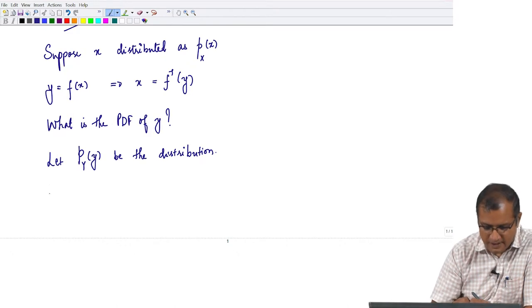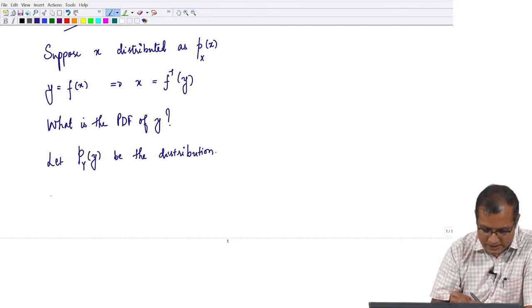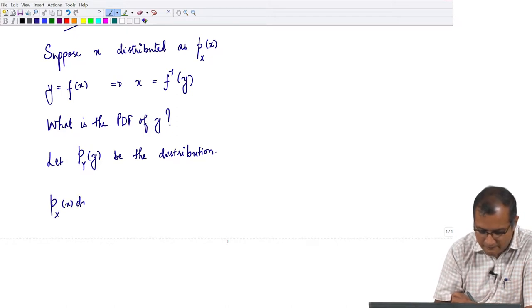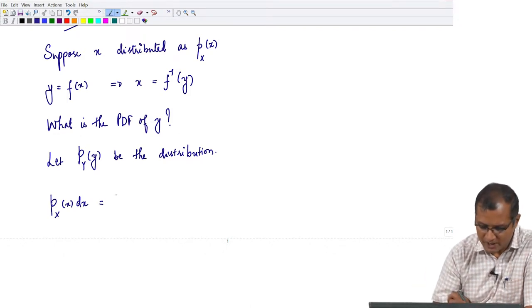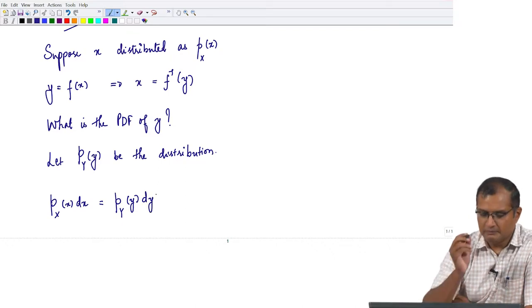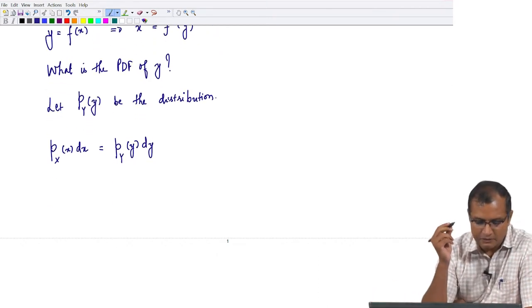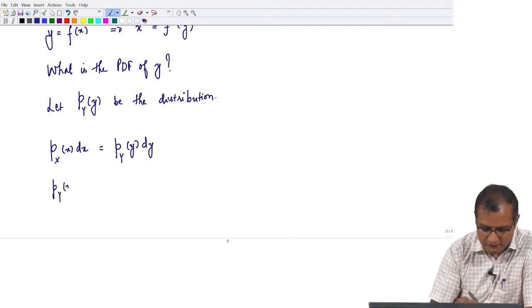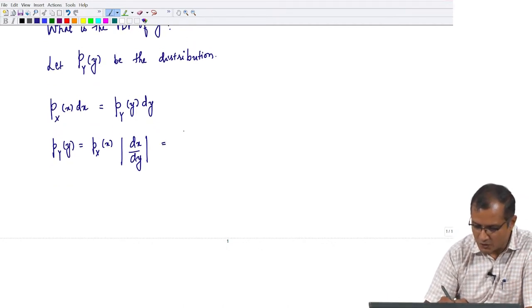So I can simply say that the probability to find a random variable in the vicinity of x is given by p of x dx, and since for each x there is a unique mapping, this should be the same as the probability to find the random variable y in the region y and y plus dy. Then I can extract the PDF of y by simply writing P of x into mod of dx by dy, and this quantity dx by dy is called the Jacobian of the transformation.